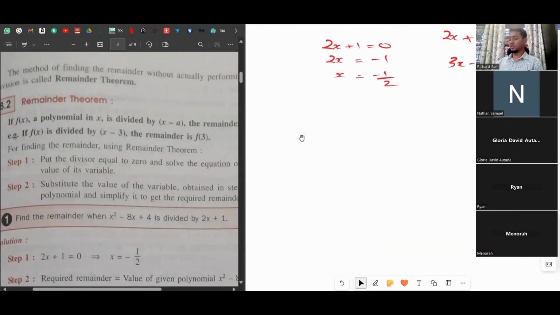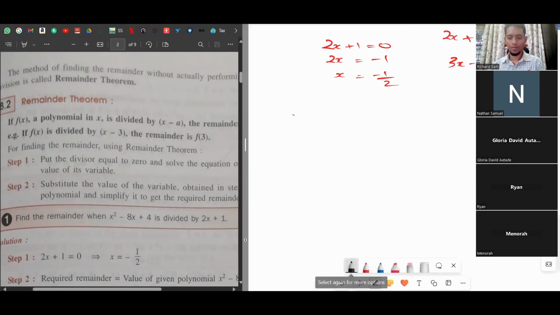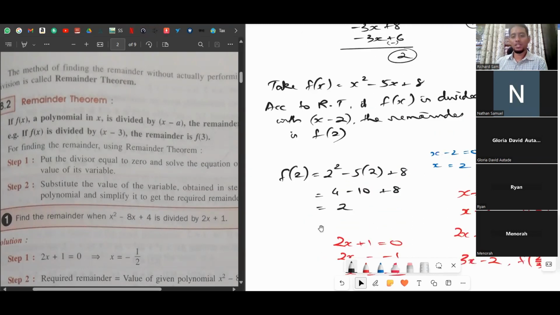What did you write first, Aman? Did you first write f of x like this? The first statement is what? Take f of x is equal to x square minus 8x plus 4. Did you write that? That's your starting. Same like the previous one. See, here also we wrote it. You just have to copy down from the previous question. Follow the exact same steps.